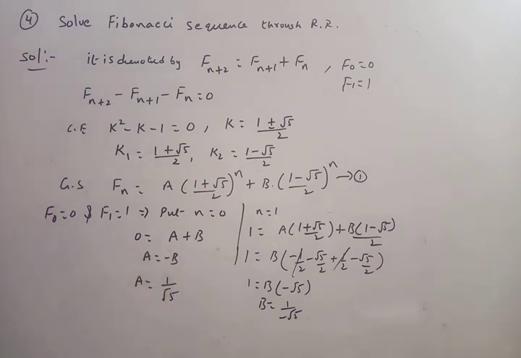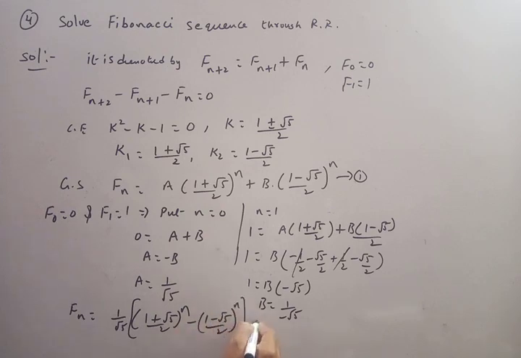So we substitute both a and b here. Fn is equal to 1 by root 5 common, 1 plus root 5 by 2 whole power n, minus 1 minus root 5 by 2 whole power n. That's it. That is the answer. Understand? Very important and very simple problem it is. Okay, go through it.